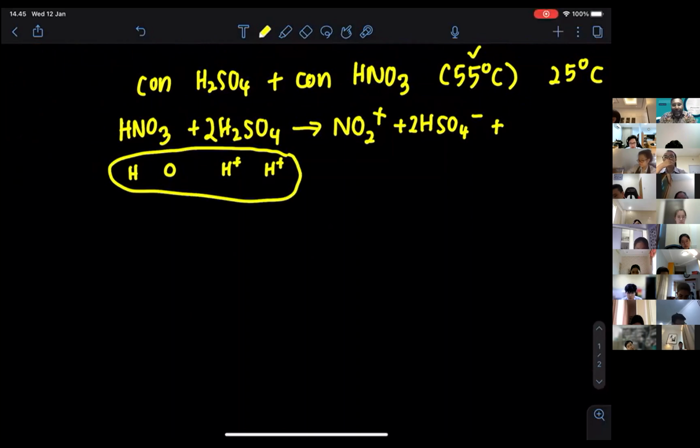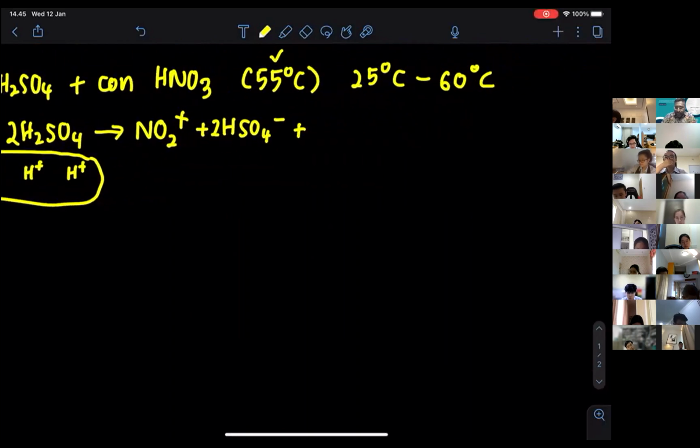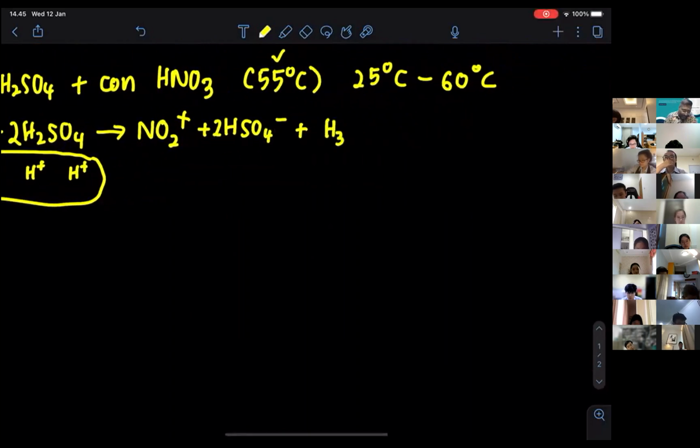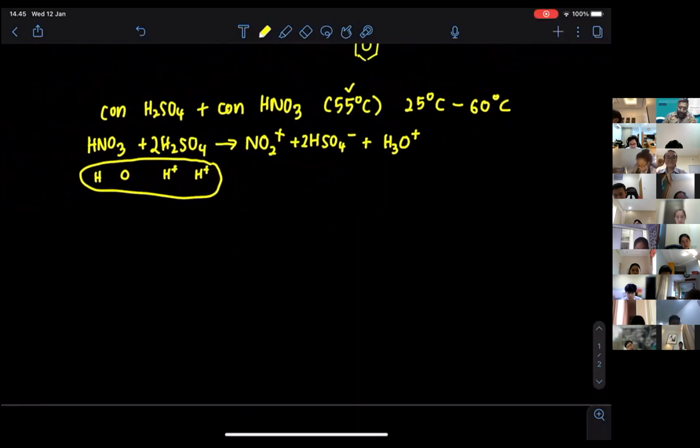So 3 H and 1 O will give you H3O+, which is the hydroxonium ion. Why did we do this? Basically, I just want to know how to get the electrophile, and the rest is all very easy. The rest, we have already learned.